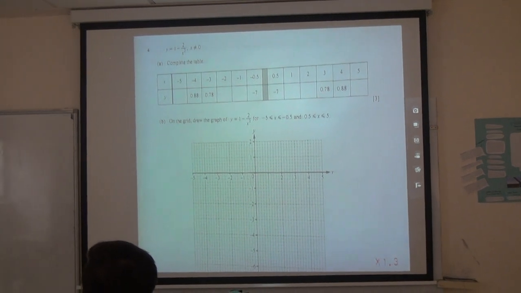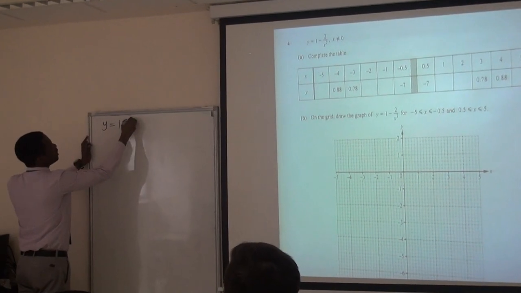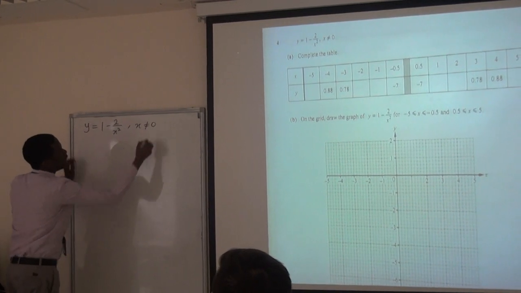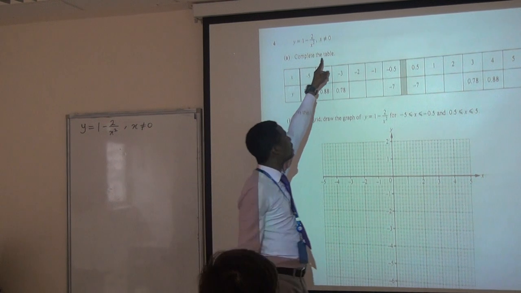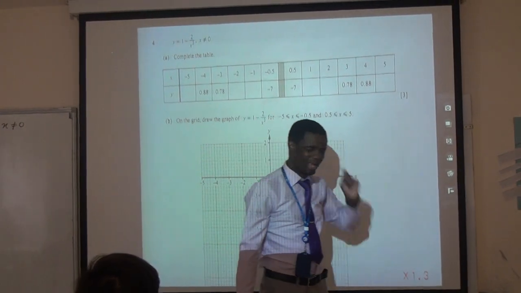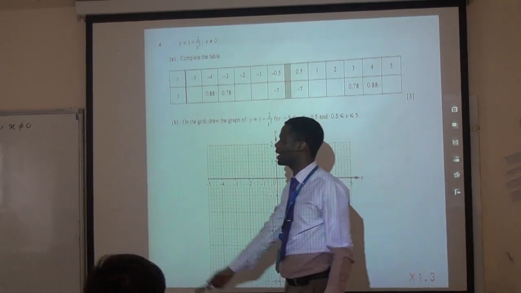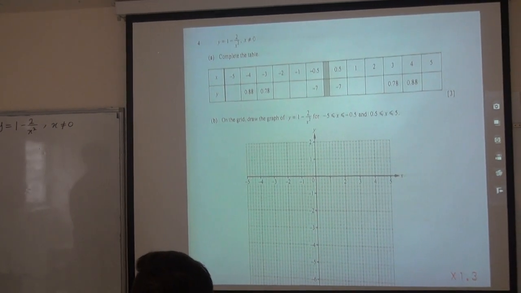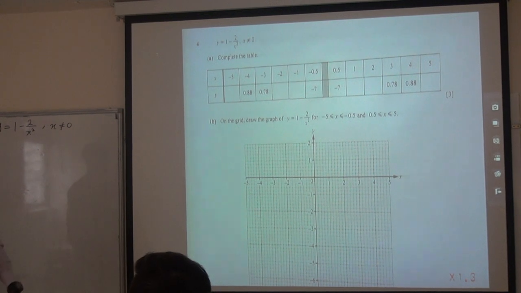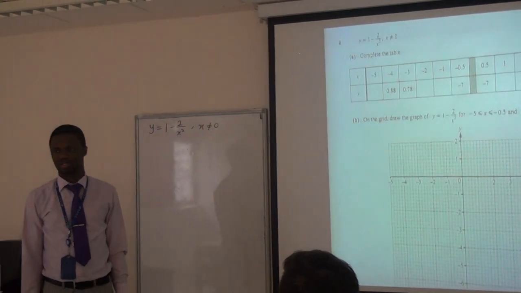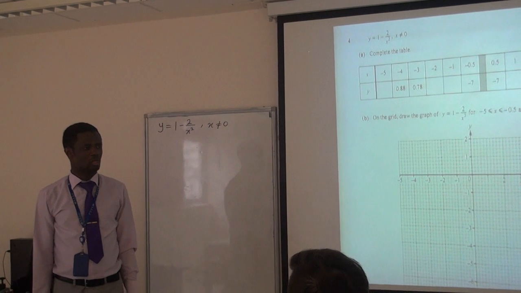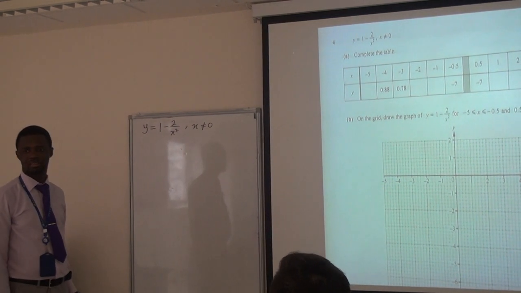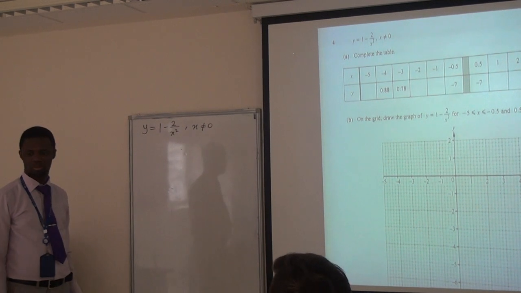Look at this one for example, y equals 1 minus 2 over x squared. There's always a condition. Can you read that? X is never equal to 0. What happens when x is 0? It would touch the y axis. No. At what value does it touch the y axis? 0. Are you sure? Can you put x equal to 0 here and tell me what you get? 1. You get 1. You sure?